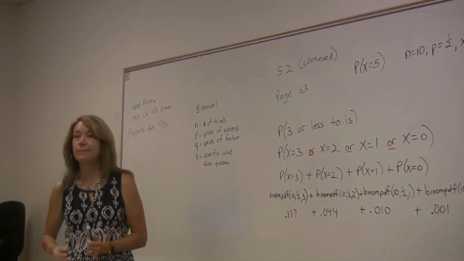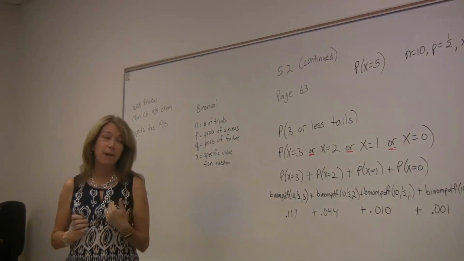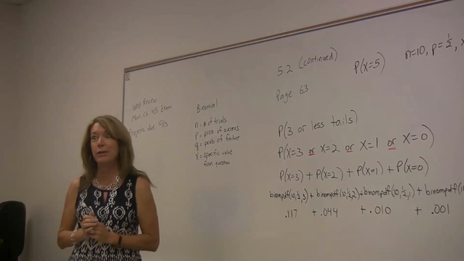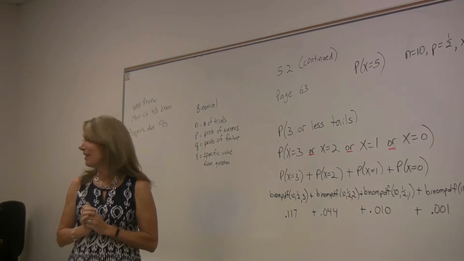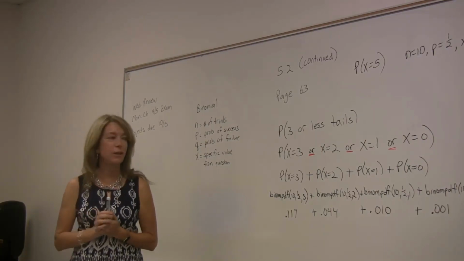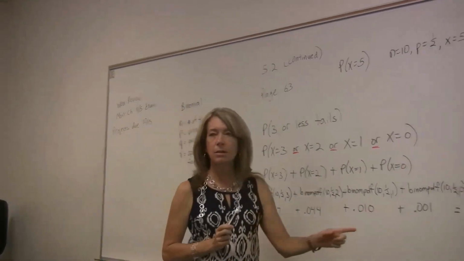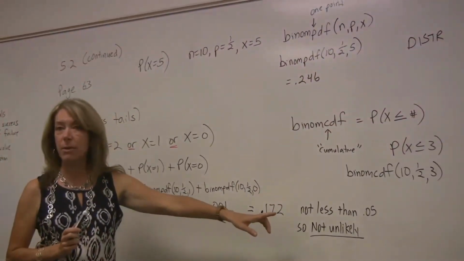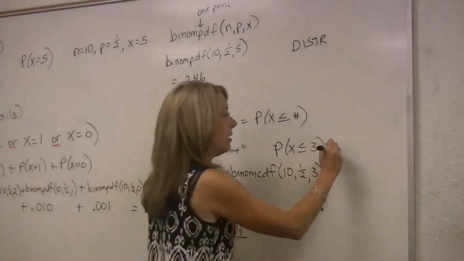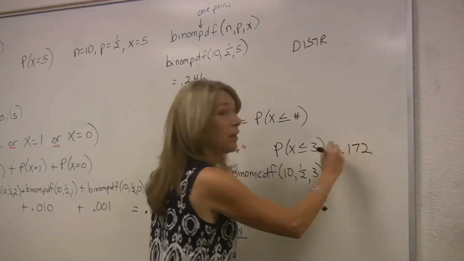I think that means she must have gotten 0.172. So it's doing all of this for you. Did we get 0.172? Yeah, that's much nicer, much more convenient.